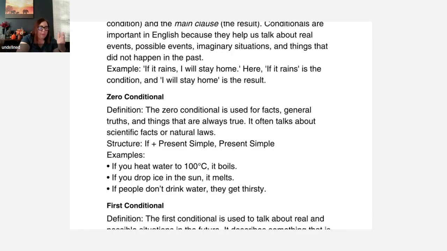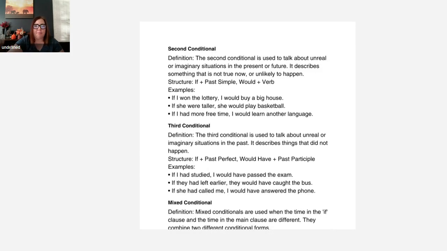The structure of this sentence is if plus the present simple, present simple. So again, if, and the fact is this will happen. This is going to be fact. If we do this, this is a fact. It will happen. That is our zero conditional. Let's go on to second.